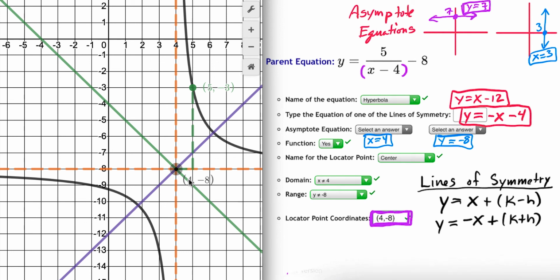Those are the formulas you want to use for finding the lines of symmetry, no matter where the hyperbola ends up for its locator point. Use these two formulas to find the two equations, and that's all you need. Hopefully this video helps in getting those two answers to your problem fixed, and good luck.